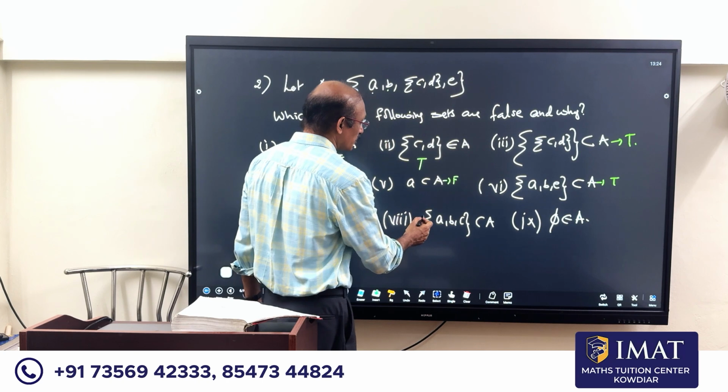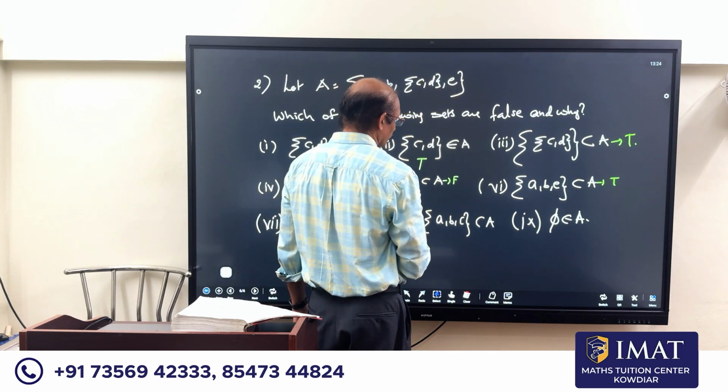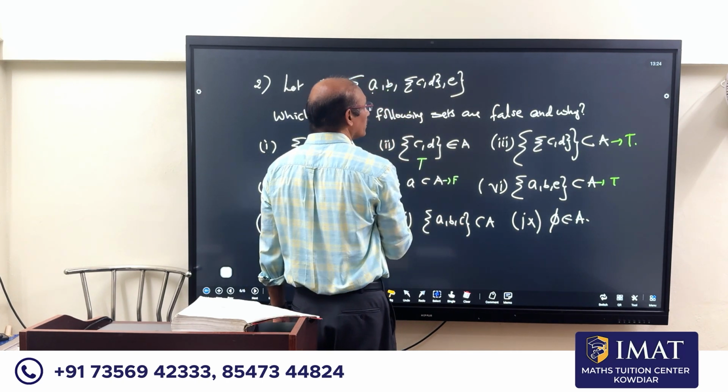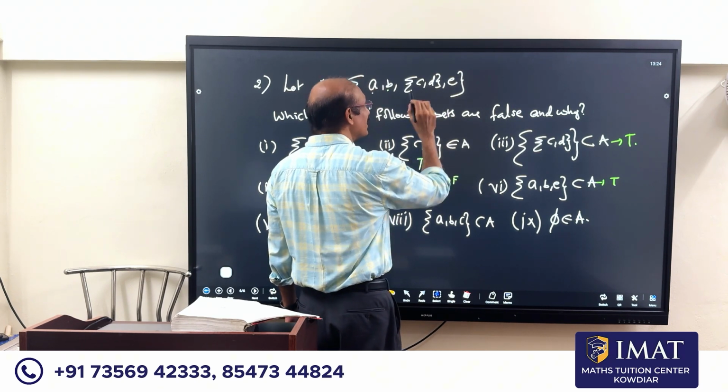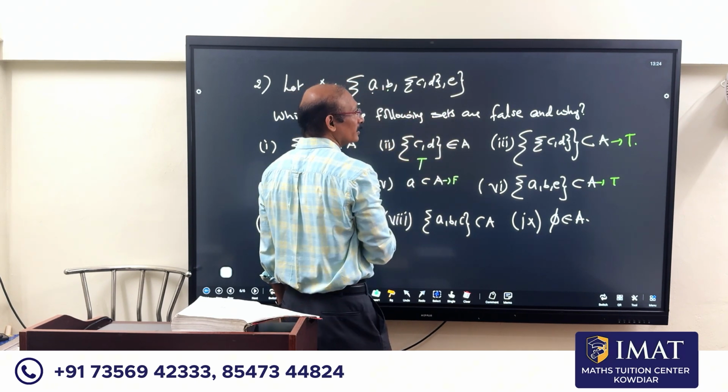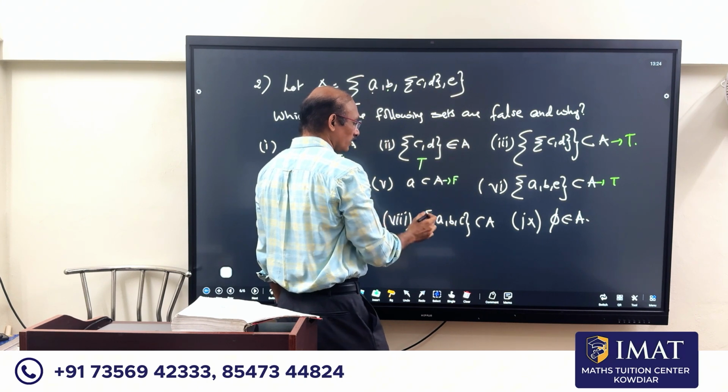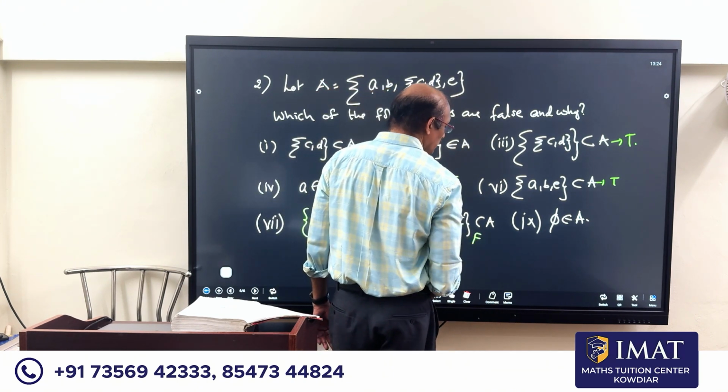What about this one? Set {a, b, c}. No, c is not an element. You should know that {c, d} is an element. There is no element c here. So, this is false. It is not a subset.